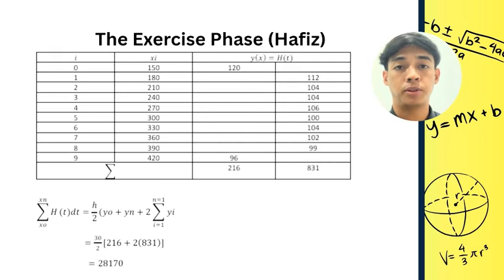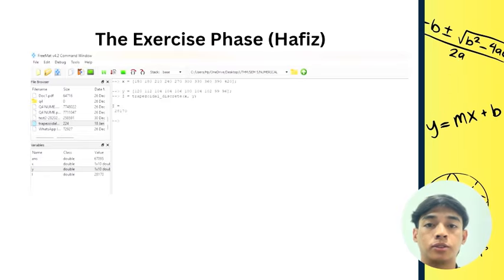This slide shows the trapezoidal rule calculation for subject Hafiz during the exercise phase. Only the heart rate data recorded between 150 and 420 seconds is used with a time step of 30 seconds. The first and the last heart rate values are 120 BPM and 96 BPM, while the sum of the intermediate values is 831. Substituting these values into the trapezoidal formula gives an exercise workload of 28,170 BPM per second.